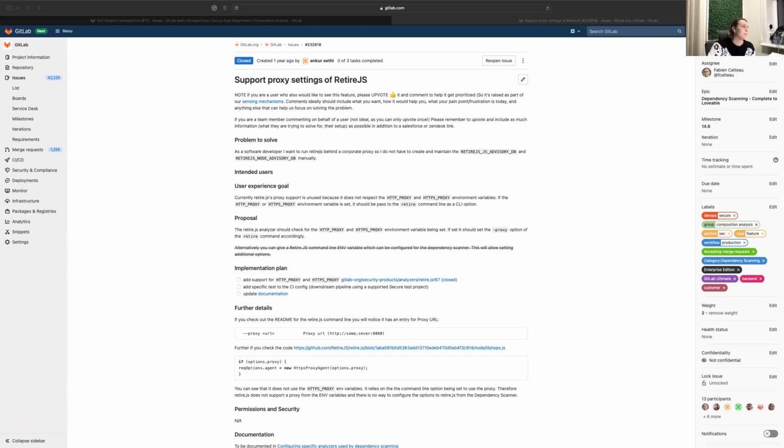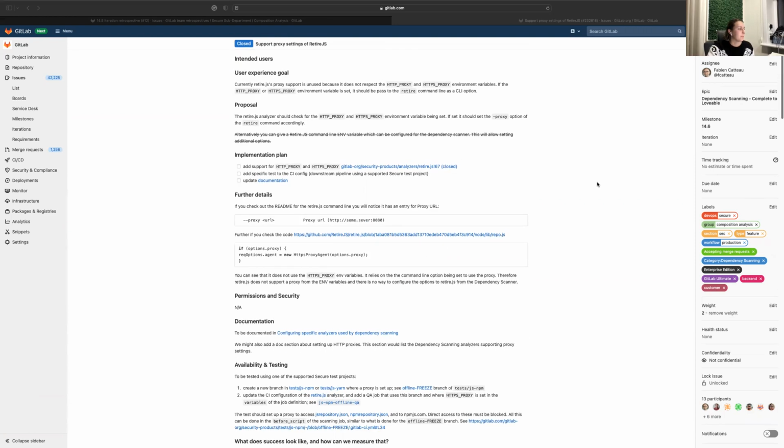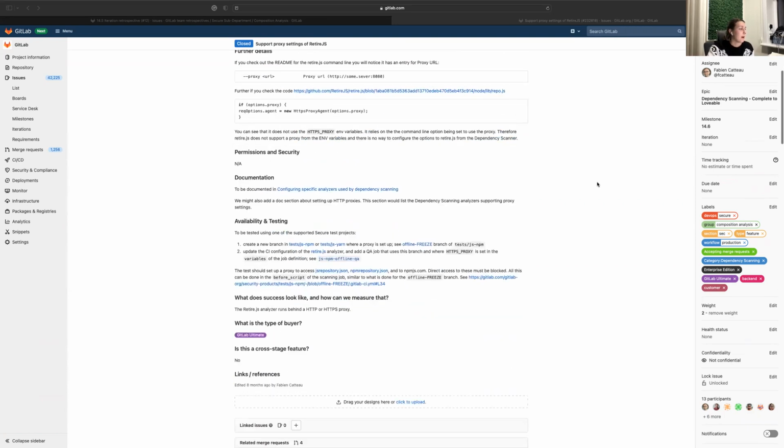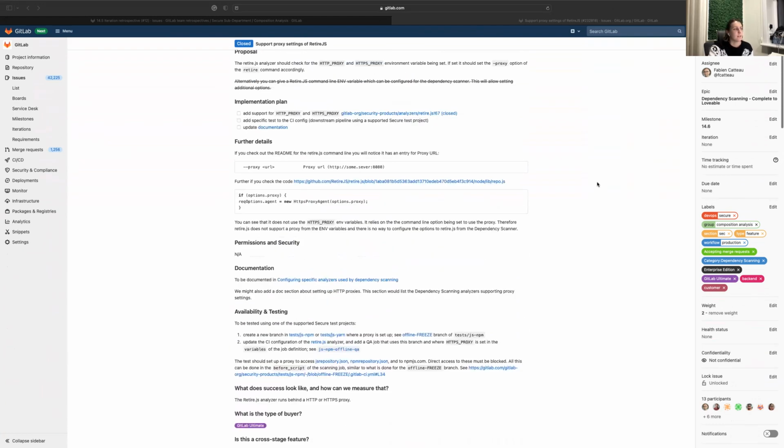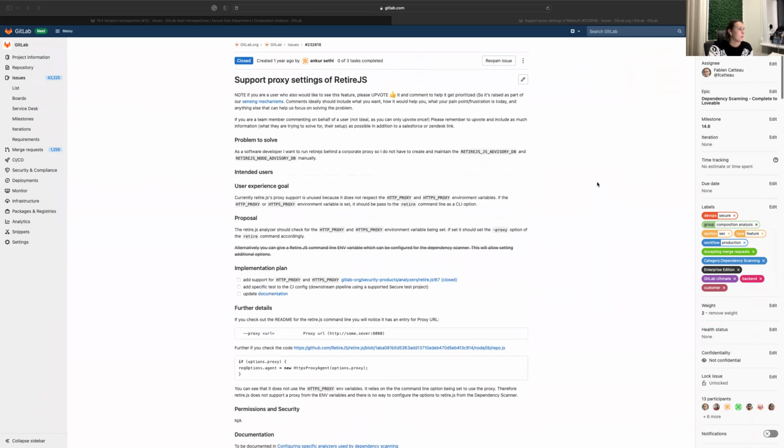And Fabian, could you please tell us some details about this issue? I would be interested just to know how it was broken down, what this issue was about, and what you think could be done differently? Yeah, so this was about adding support for HTTP and HTTPS proxies in the retire.js analyzer.